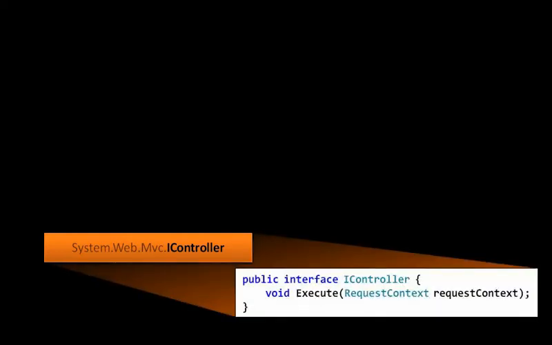You know that all controllers have to implement IController. Well, that's a really simple interface. All it says is that the type has to have an Execute method which takes a context object describing the current HTTP request and does something with it.